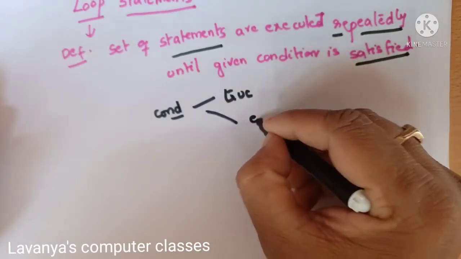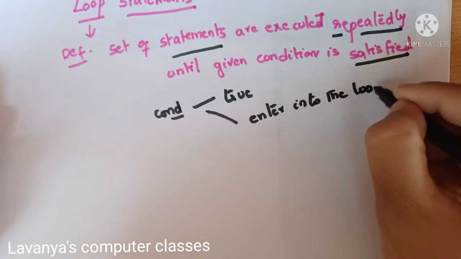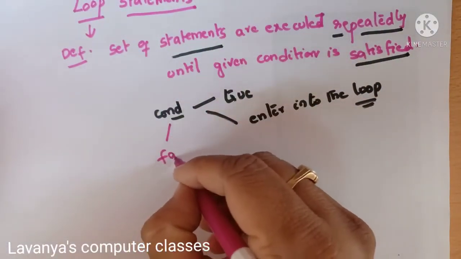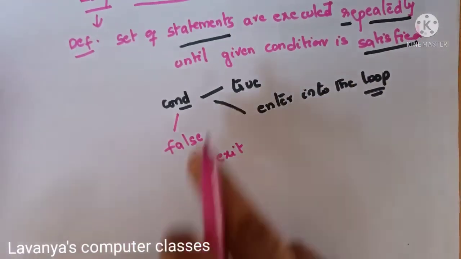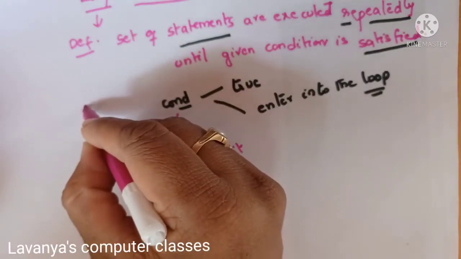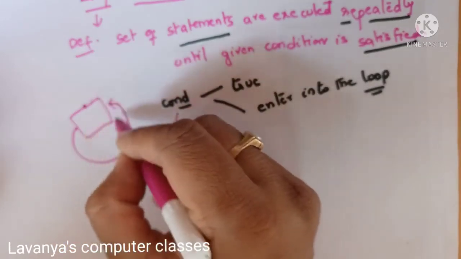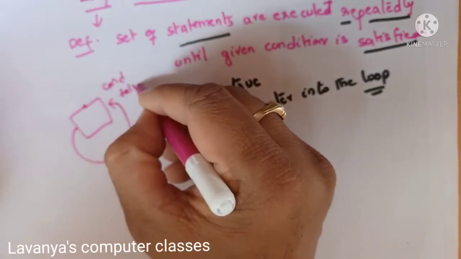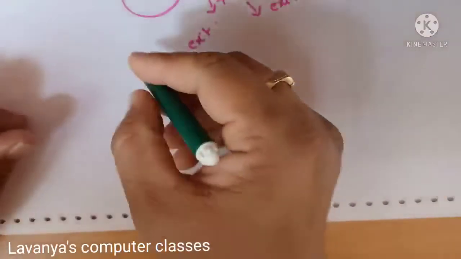First we check the condition. The condition may be true or false. If it is true, we enter the loop and execute the set of statements. If the condition is false, we exit from the loop; it is not necessary to go into the loop. So how many times you repeatedly execute depends upon the condition. It is like a cycle. If you want to repeat 10 times, it is repeated up to 10 times, and when it goes to the 11th time, it exits from the loop. That is the definition of a loop statement.